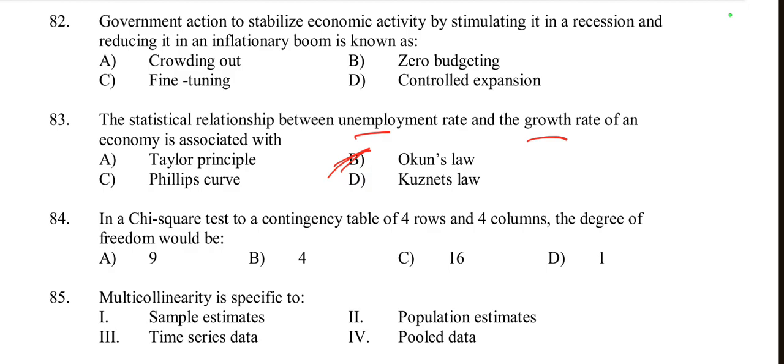It suggests that for every percentage point that the actual unemployment rate exceeds the natural rate, a country's gross domestic product will be lower by a certain amount, usually around 2% of GDP. So this law shows the inverse relationship between the unemployment rate and the growth rate of an economy. It is called Okun's law. Option B is right here.